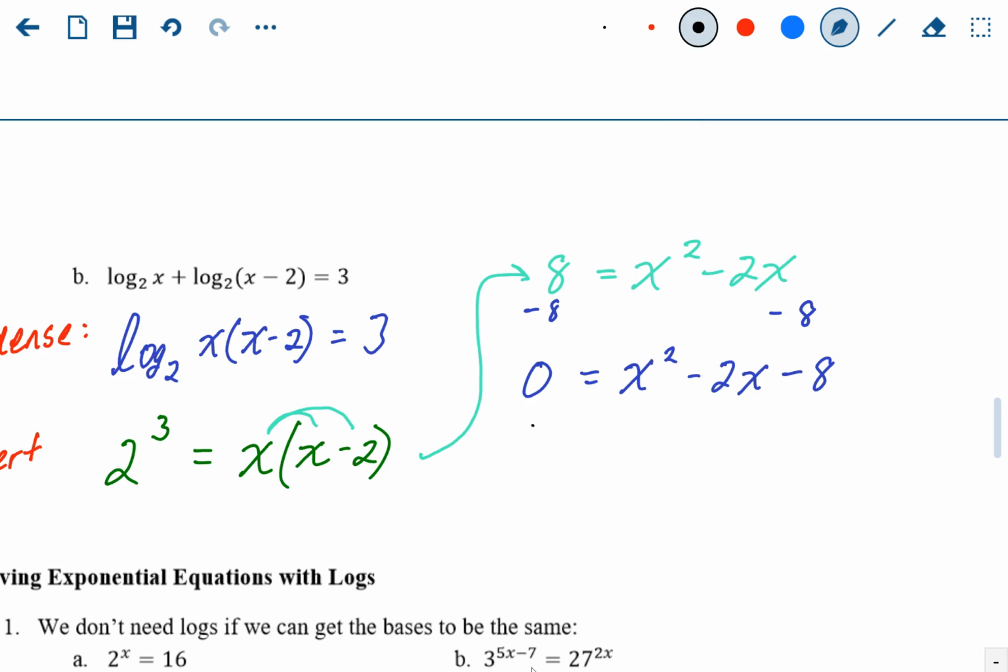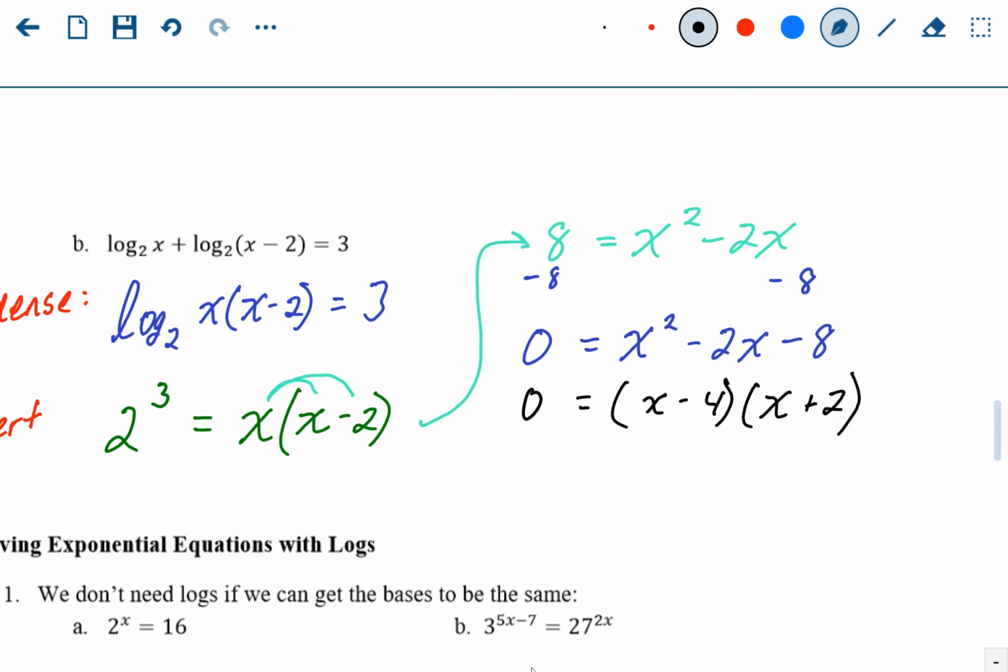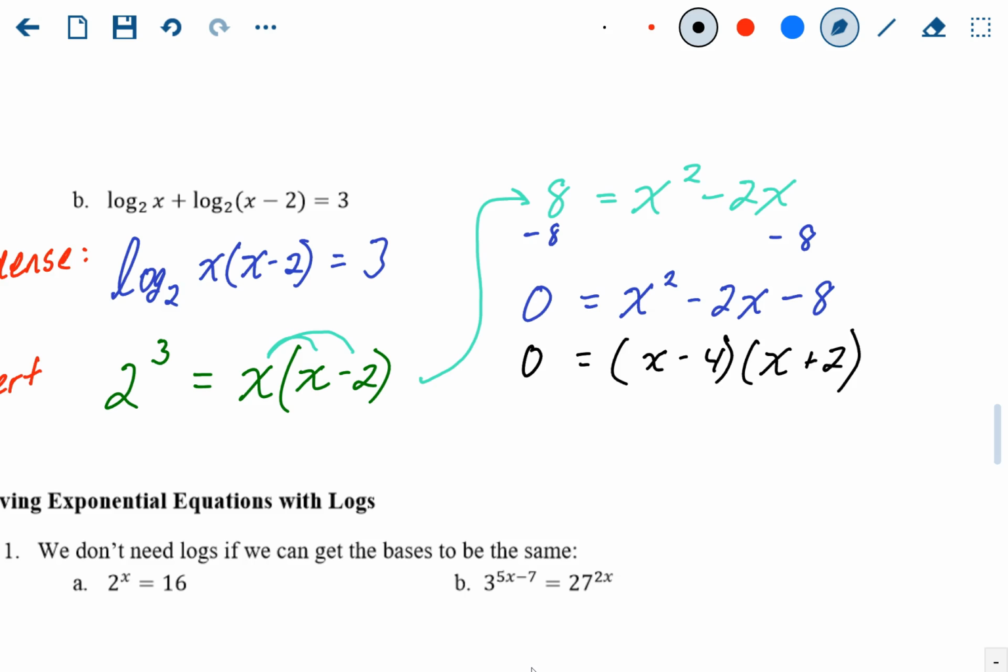Factor. What multiplies to negative 8 and adds to negative 2? It's going to be negative 4 and positive 2. And then use the zero product property to solve. So if we're solving for x, x minus 4 equals 0, that means x equals 4. Or x plus 2 has to equal 0, so x would equal negative 2.